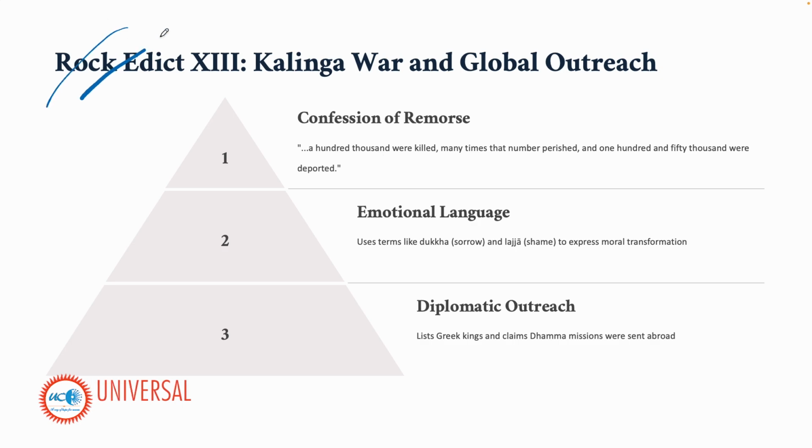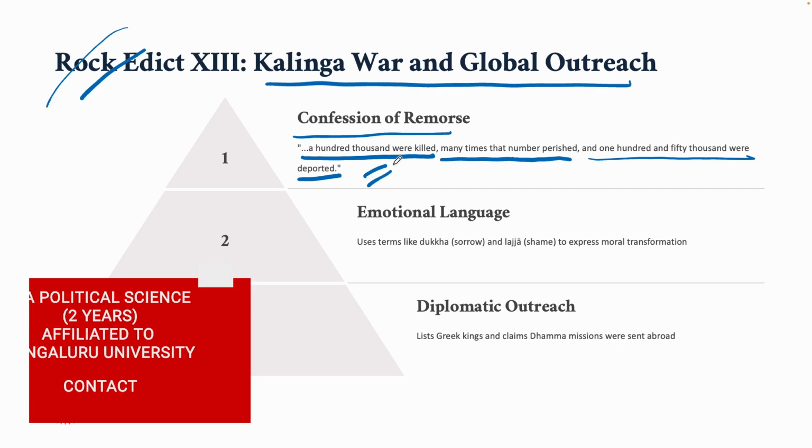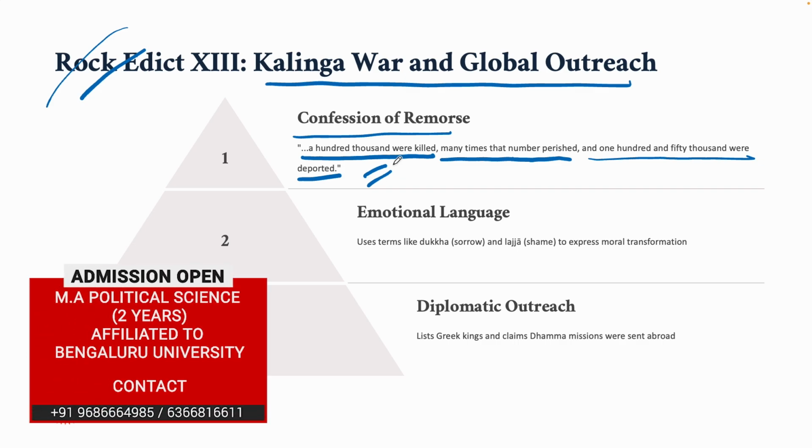Now, Rock Edict 13, Kalinga War and Global Outreach. Now, there comes the confession of remorse. In Rock Edict 13, we find statements like 100,000 were killed, many times that number perished, and 150,000 were deported. That account we can find in Rock Edict 13.